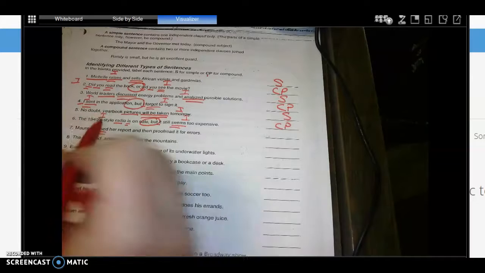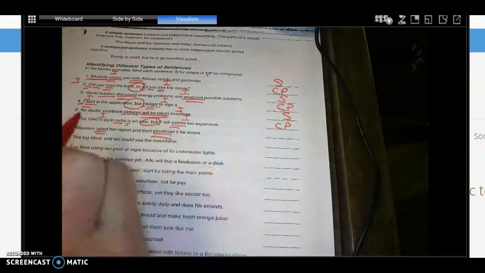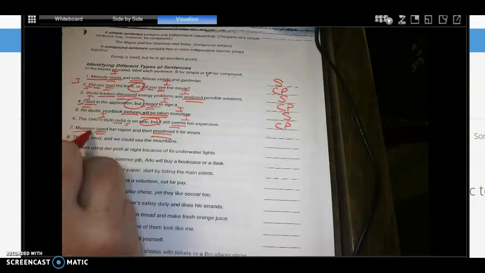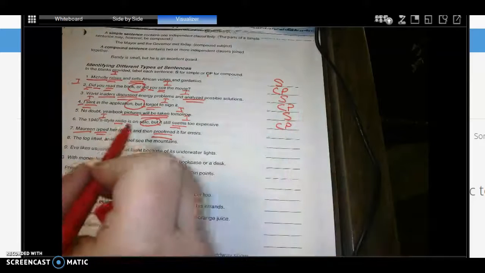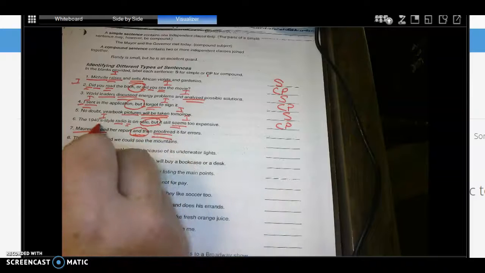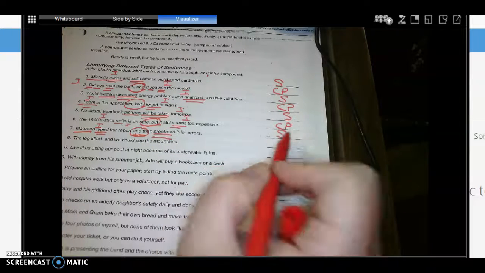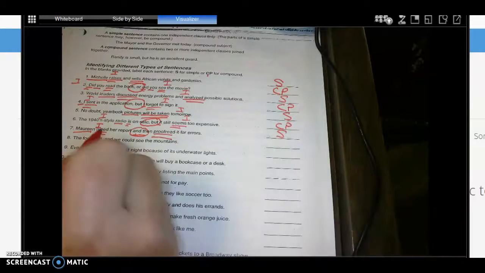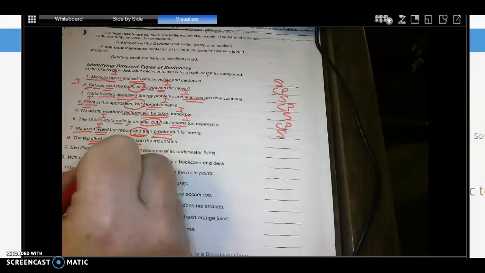All right, Maureen typed her report and then proofread it for errors. I have typed and proofread. Who did the typing and the proofreading? Maureen. And notice that I have an and here, but there's no comma with it, so it's not an independent clause on both sides because there's no subject over here. I just have one independent clause. This is simple.